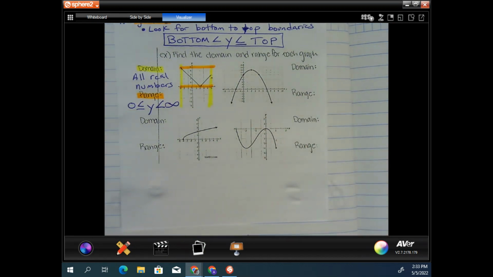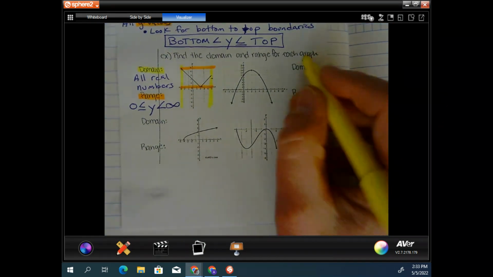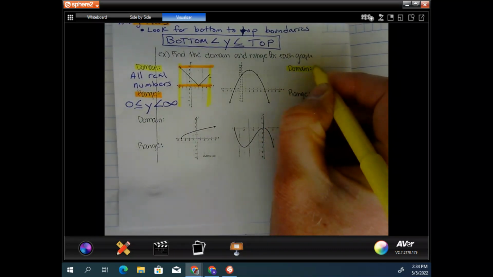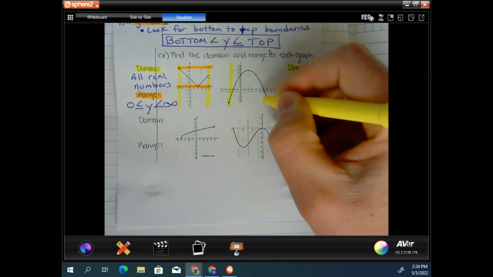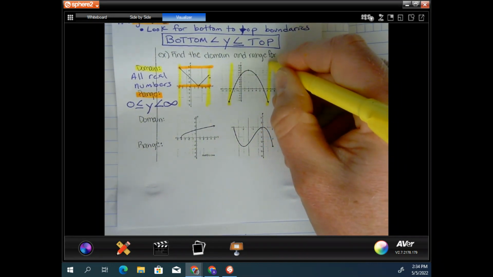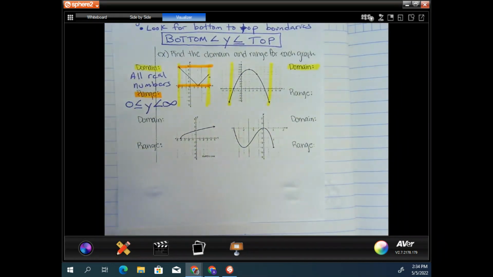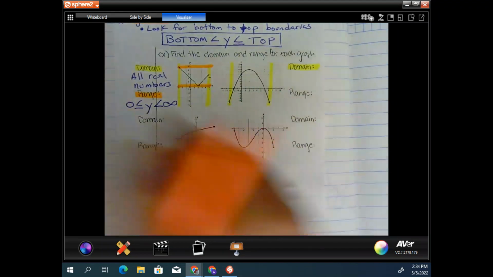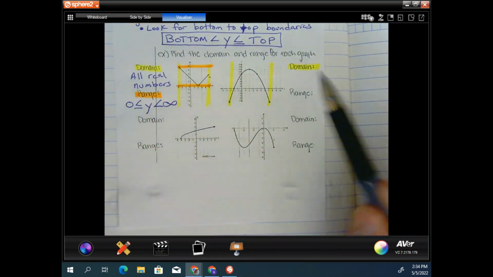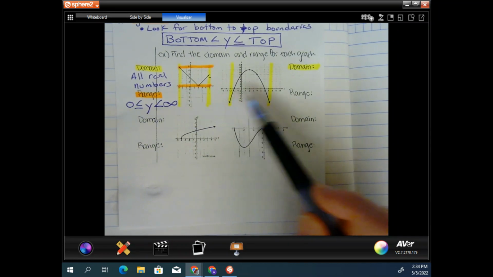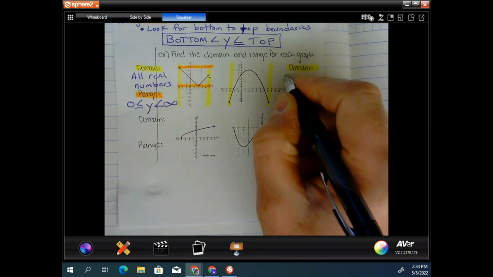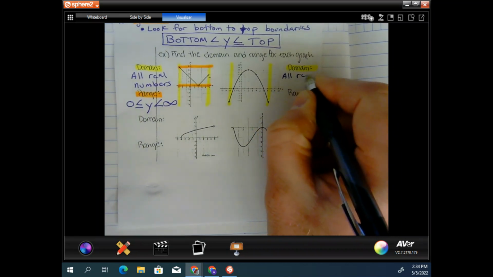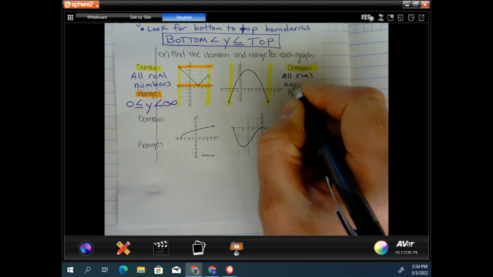Example 2. I'm going to use the same highlighter colors. My domain is going to be yellow. Those are going to be my walls. Farthest left, farthest right. And I see that my domain, once again, the points on the farthest right and farthest left have arrows. So that tells me that it's all real numbers.